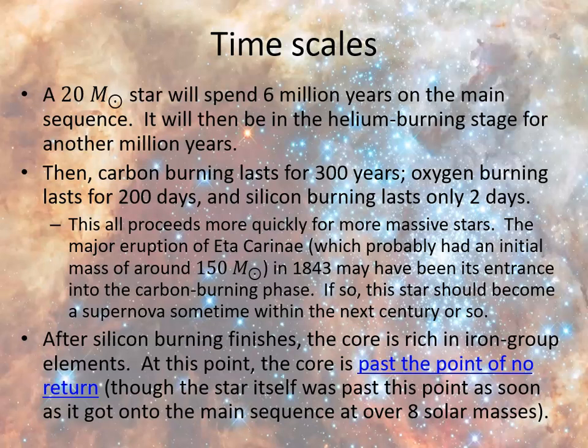But in any case, after silicon burning finishes, the core of this star is going to be rich in iron group elements. By iron group elements, I'm mainly talking about iron and nickel here, and also some cobalt, although a lot of that's going to be radioactive at this point. But once you start fusing silicon, the core is past the point of no return.